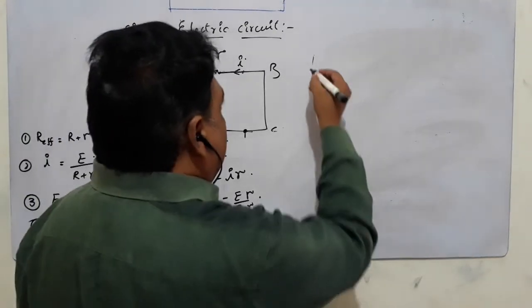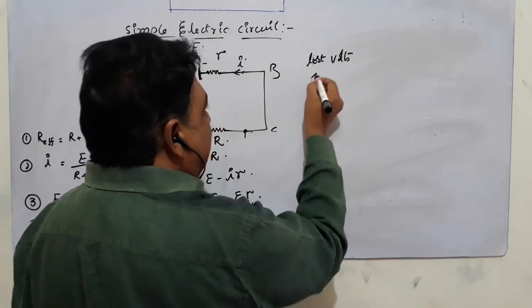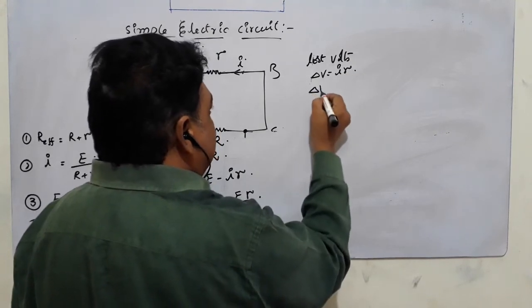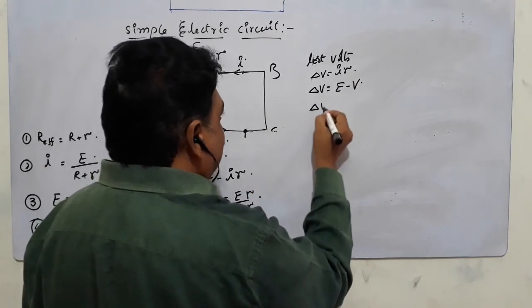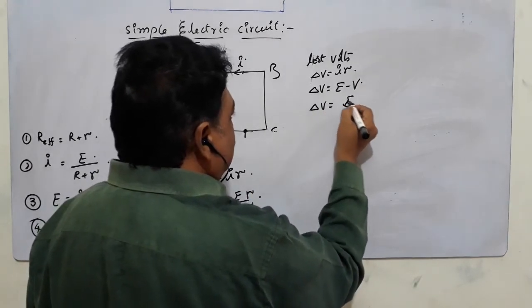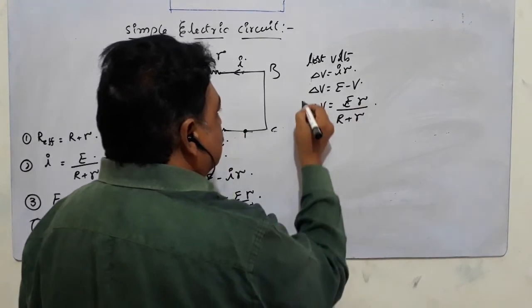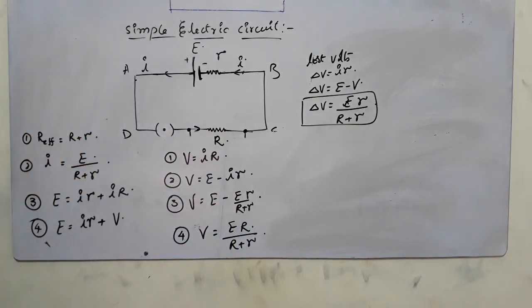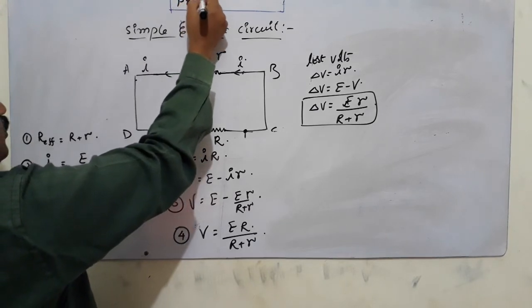Similarly, lost volts, delta V is equal to Ir. Delta V is equal to E minus V. Delta V is equal to E into small r by R plus r. These are the important formulae in simple electric circuit that consists of a cell. This circuit is also called primary circuit.